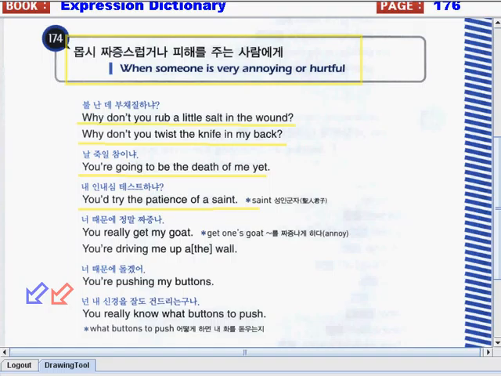You'd try the patience of a saint. You really get my goat. Get one's goat means to annoy.